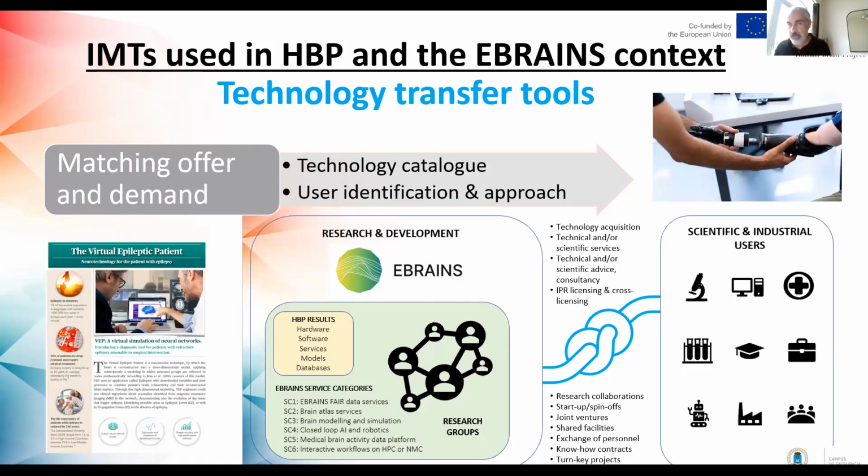For example, you have here the virtual epileptic patient card. With this and another in one or two pages, you can very easily present the results in a very summarized way to somebody else who is interested and could potentially be a final user. So we use this technology catalog to have all these services and products developed in HBP collected, and you can find the technology catalog on the web page, on the innovation web page.